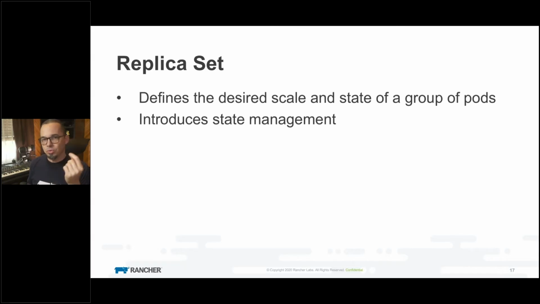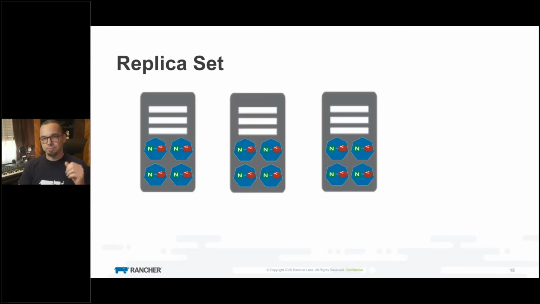Replica sets introduce state management. Kubernetes understands two states, the actual state and the desired state. In this example, the desired state is 12 replicas. The actual state is also 12 replicas. Kubernetes is happy. But if we lose one of those hosts, ooh, now we're in trouble. The actual state is 8. The desired state is more fingers than what I have. So there's a problem.